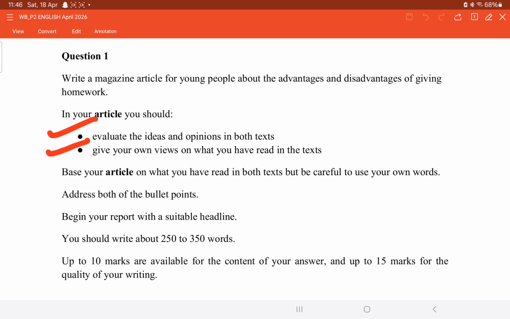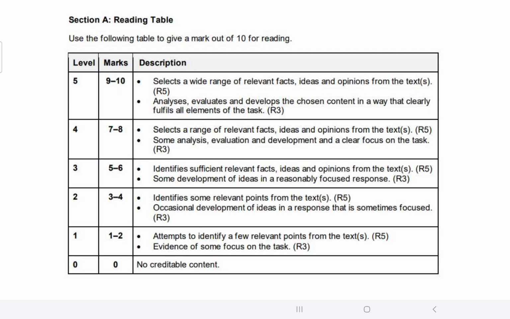Evaluate the ideas and opinions in both texts. Give your own views on what you have read in both texts. Giving your own opinion and evaluating, these 2 bullet points must be addressed. Only then can you get marks. Then you should be aware of the levels of writing and levels of reading. Let's have a look at them as well. Okay, so this is the thing that you must be very clear about before writing.